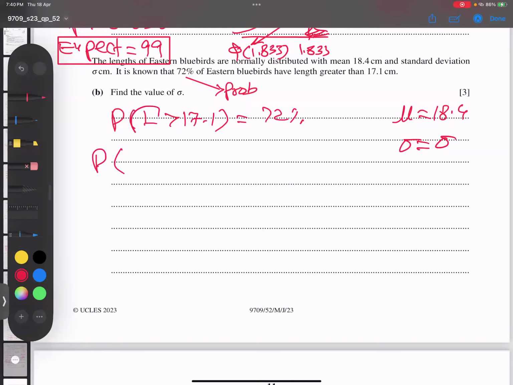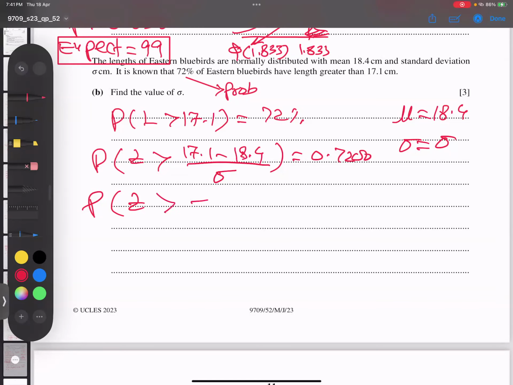So how to convert it? This is L. I will write here Z. And the formula is value minus mean over deviation, is 0.72, and 00, I write. Okay, if you don't write 00, no issue at all. If you type the upper value, 17.1 minus 18.4, it is giving negative 1.3 over deviation, 0.7200. Now, students, I can take this value as negative 1.3 over sigma.